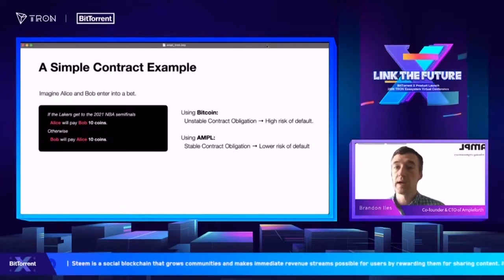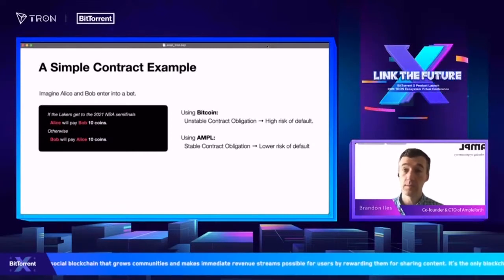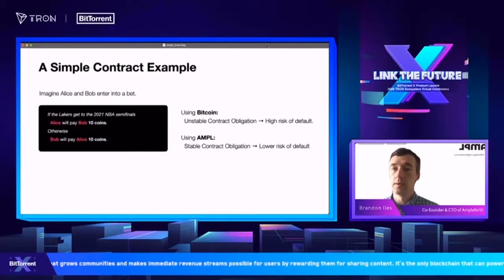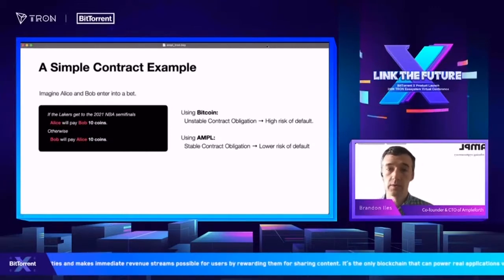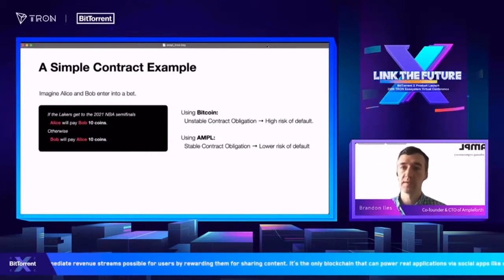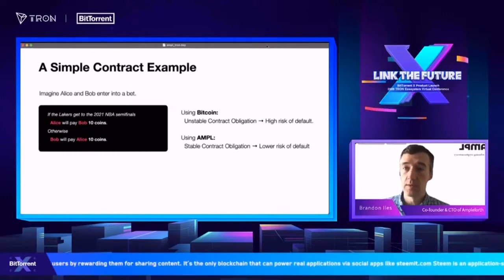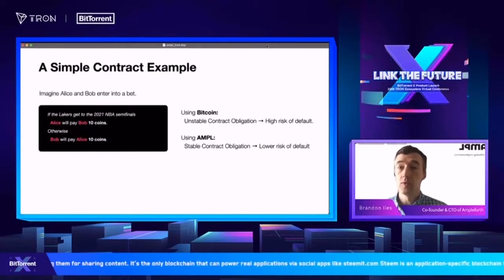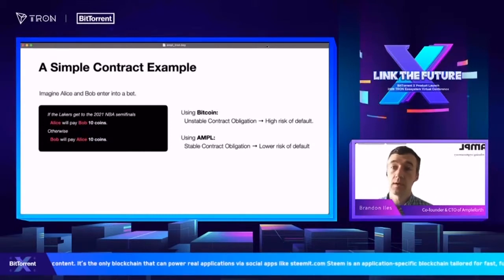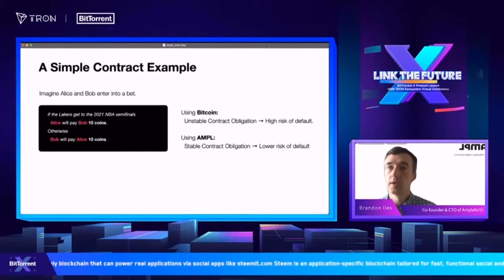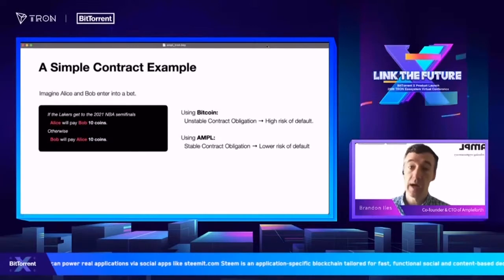Because no matter what happens to the overall demand for Ample, the market cap and supply of Ample could grow drastically, 2x, 5x, 10x, or shrink too. But you always know, because you denominate your stable contracts with Ample's stable unit of account, how much purchasing power you'll be responsible for paying back, right?